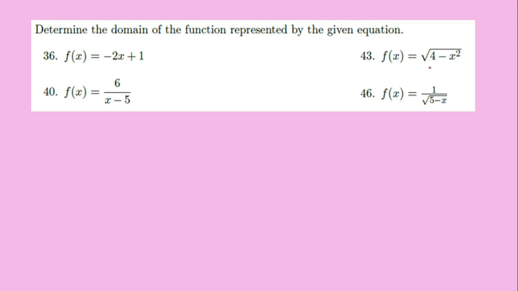Now let's go to find the domain of question number 43. f of x is equal to the square root of 4 minus x square. Square root in the numerator allows 0, isn't it? Inside the square root, 4 minus x square can be greater than or equal to 0, because under the square root we should not allow negative values. Altogether, 4 minus x square must be positive or 0.